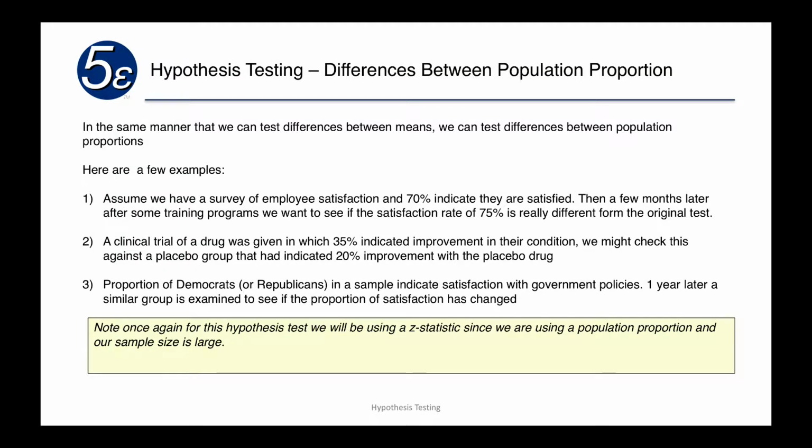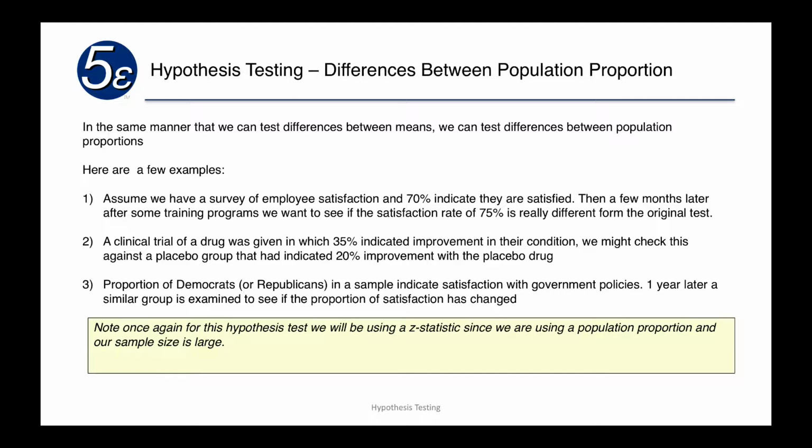We can also test for differences between the population proportion in the same way that we tested for differences between means. Here are a few examples. Let's assume we have a survey of employee satisfaction and 70% indicate that they are satisfied. Then a few months later, after some training programs, we want to see if the satisfaction rate of 75% is really different from the original test.